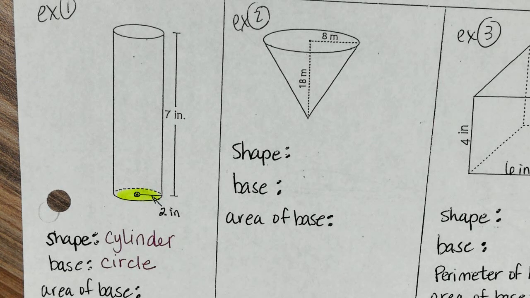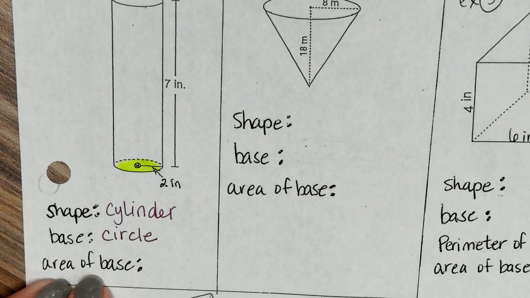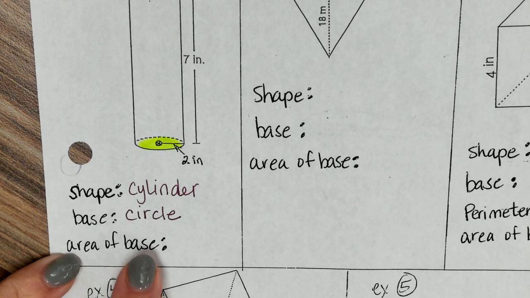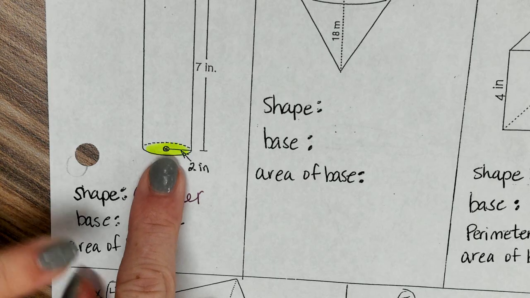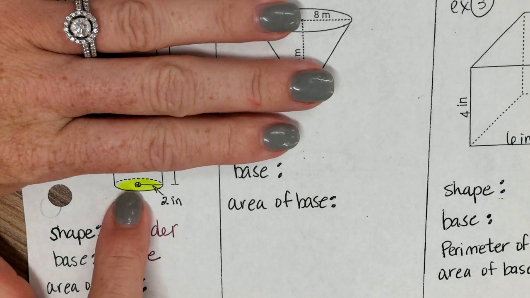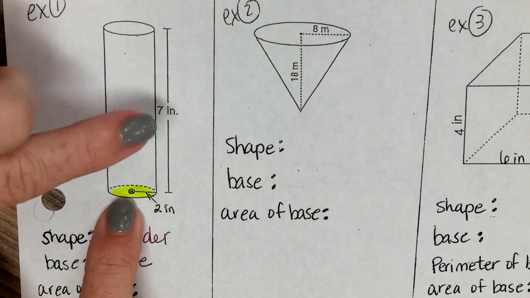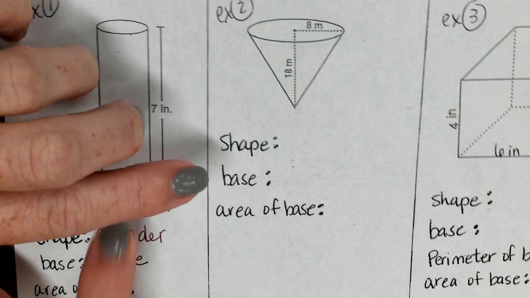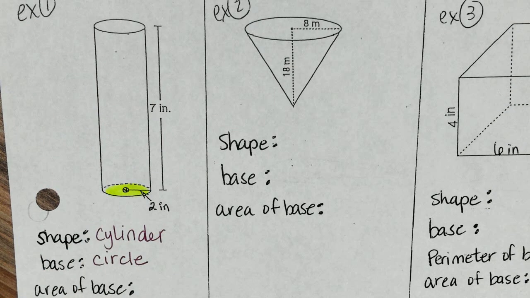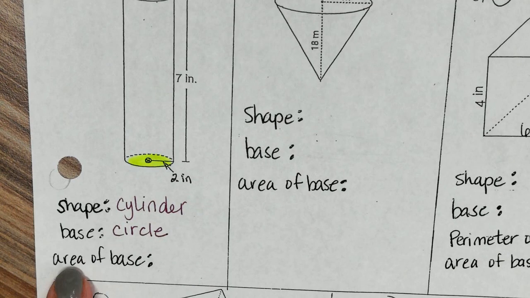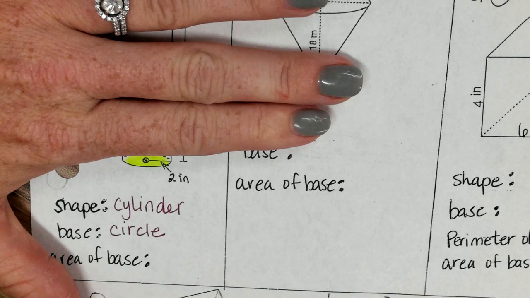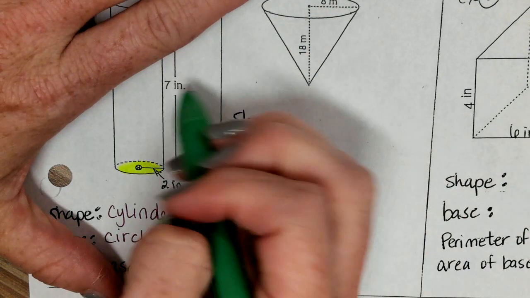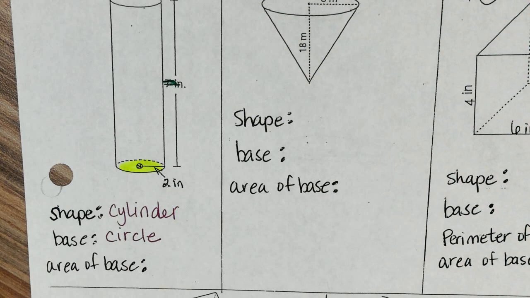Now we're going to find the area of the base. Well, we just said the base is a circle. So what are we only going to look at? The circle. Do I care about this 7 right here? That's the height of the cylinder. I don't care about it. I care about the area of the circle, so you're not going to look at the 7. If the 7's going to confuse you, put a little line through it that says I don't care about it right now.